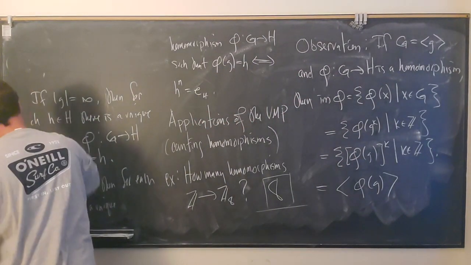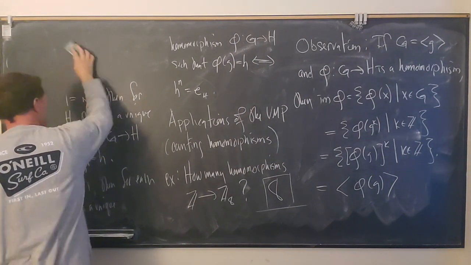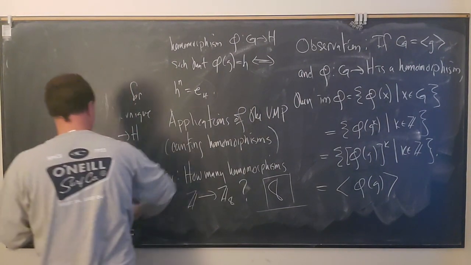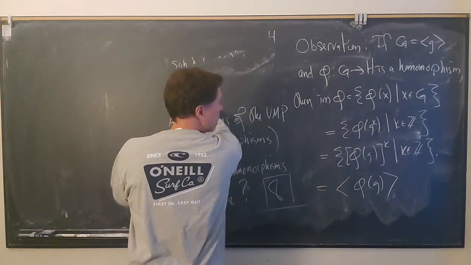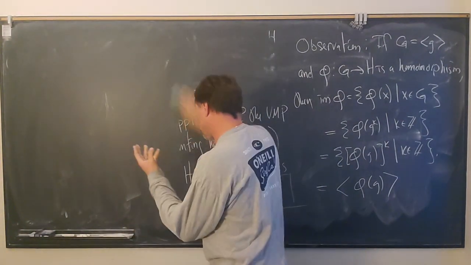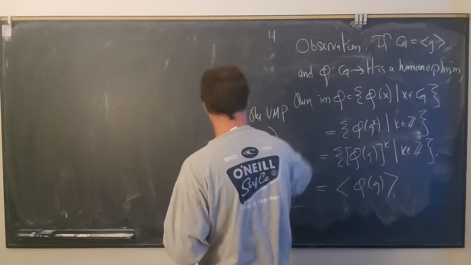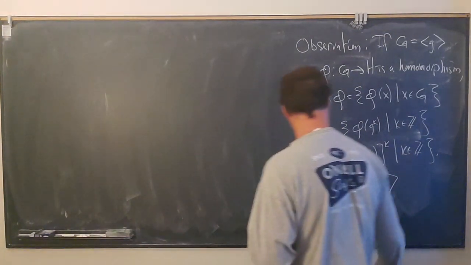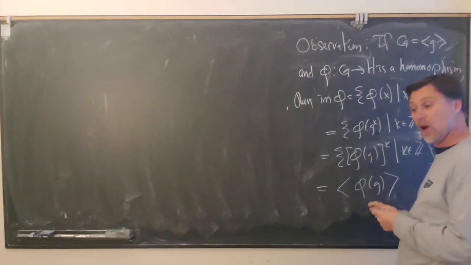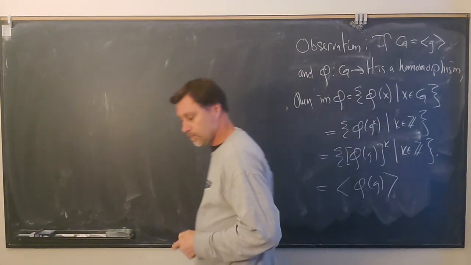So that will be useful. There's nothing deep going on here. It's just using the definition of image and the definition of cyclic. I guess then we use the definition of homomorphism also, but putting those three things together tells us that the image of a cyclic group is cyclic, and it tells us exactly who the generator of that image is.